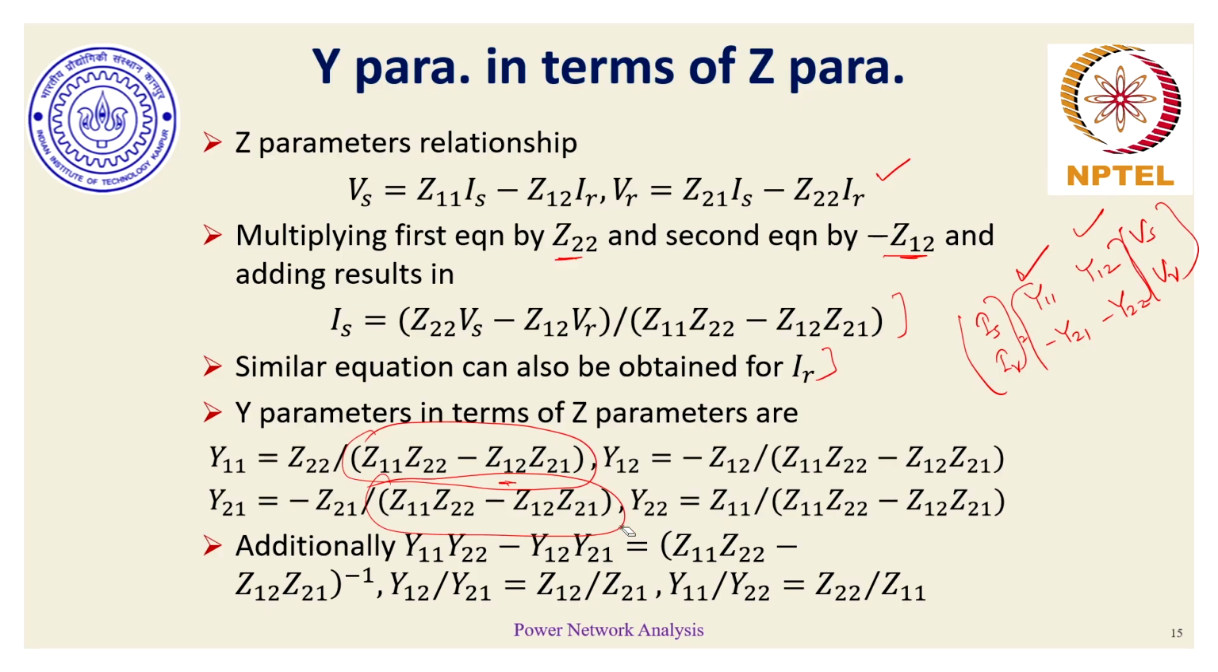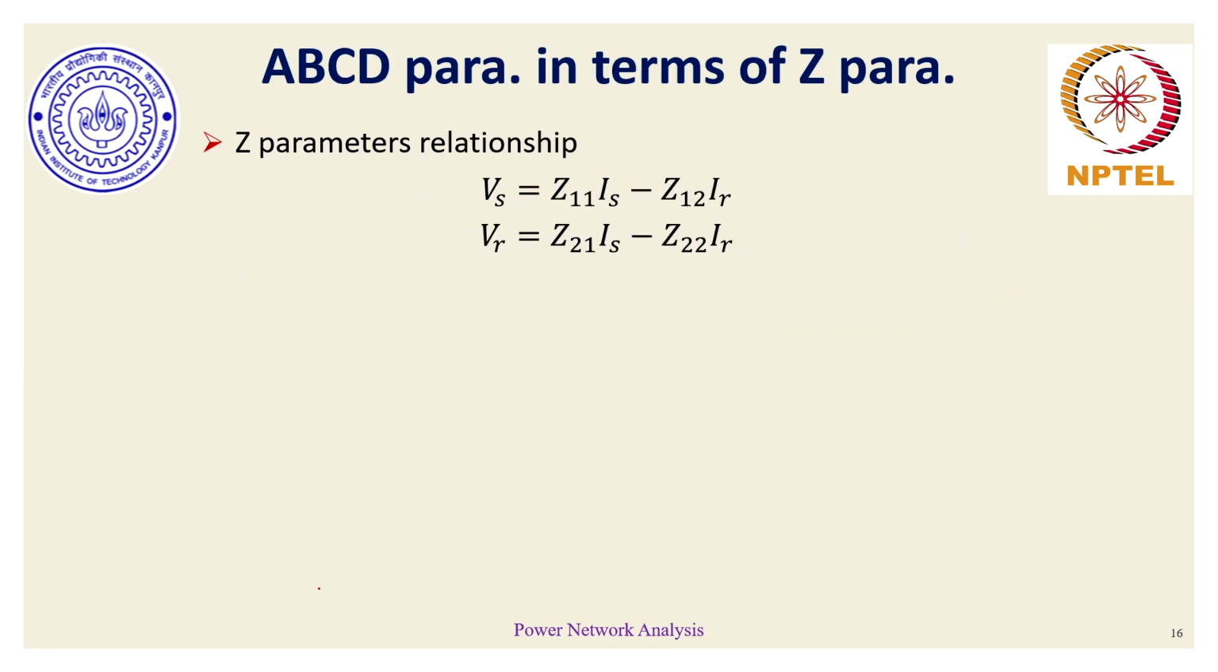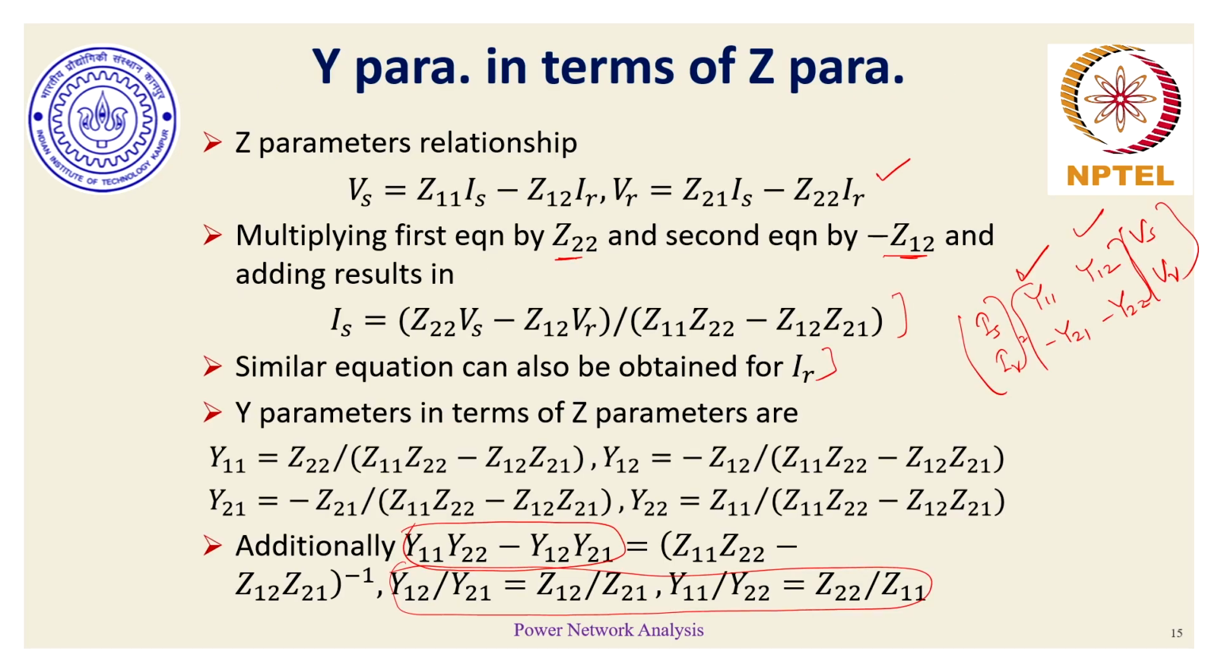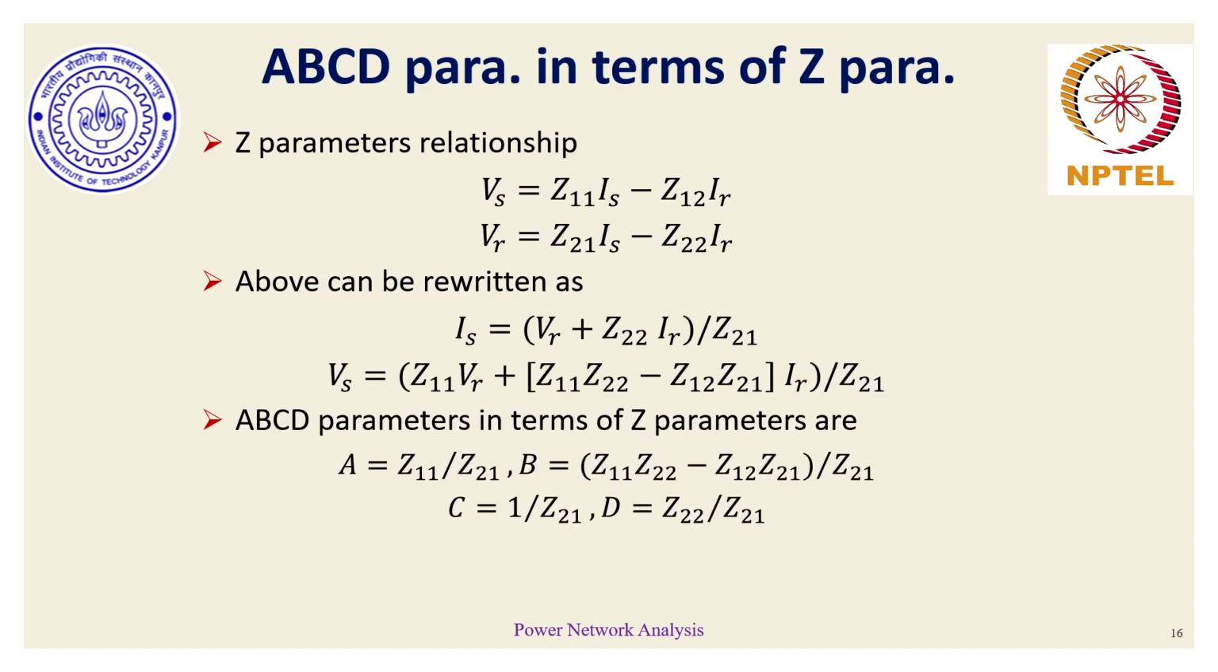And additionally, if we now find the Y11, Y22 product, we can use these expressions to correlate or find these relationships in terms of Z parameters. Similarly, ABCD parameters can be represented in terms of Z parameters through a similar logic. I'm not going to spend much time on this because the discussion that we had for Y parameters represented in terms of Z parameters, the same logic is going to be applicable here for ABCD parameters.